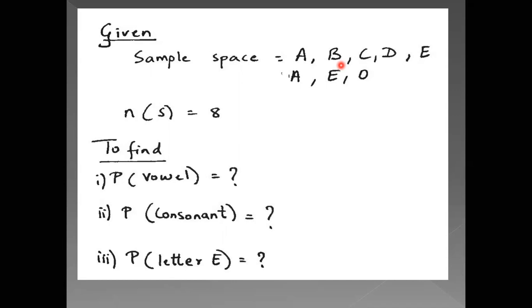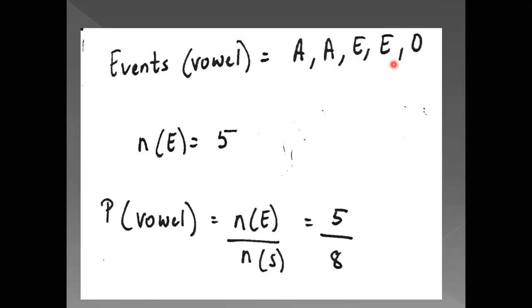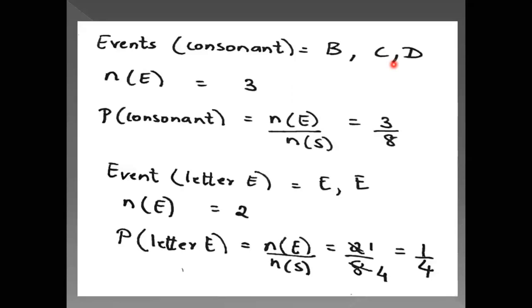So here you can see B is a consonant, C is a consonant, and D is a consonant. So here you have to list which are the consonants. So B, C, D. Number of events then becomes 3 because there are 3 letters. So the probability that it will be a consonant is number of events upon number of sample space. So number of events is 3, number of sample space is 8. So 3 upon 8. Okay.